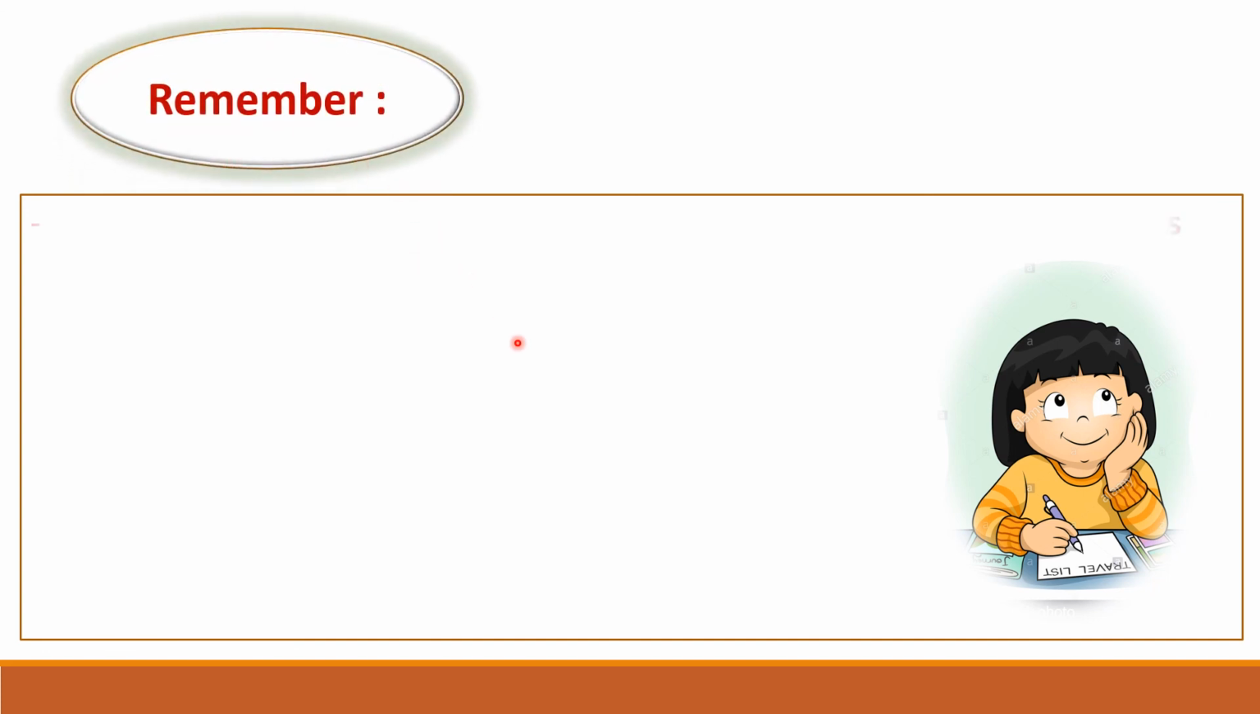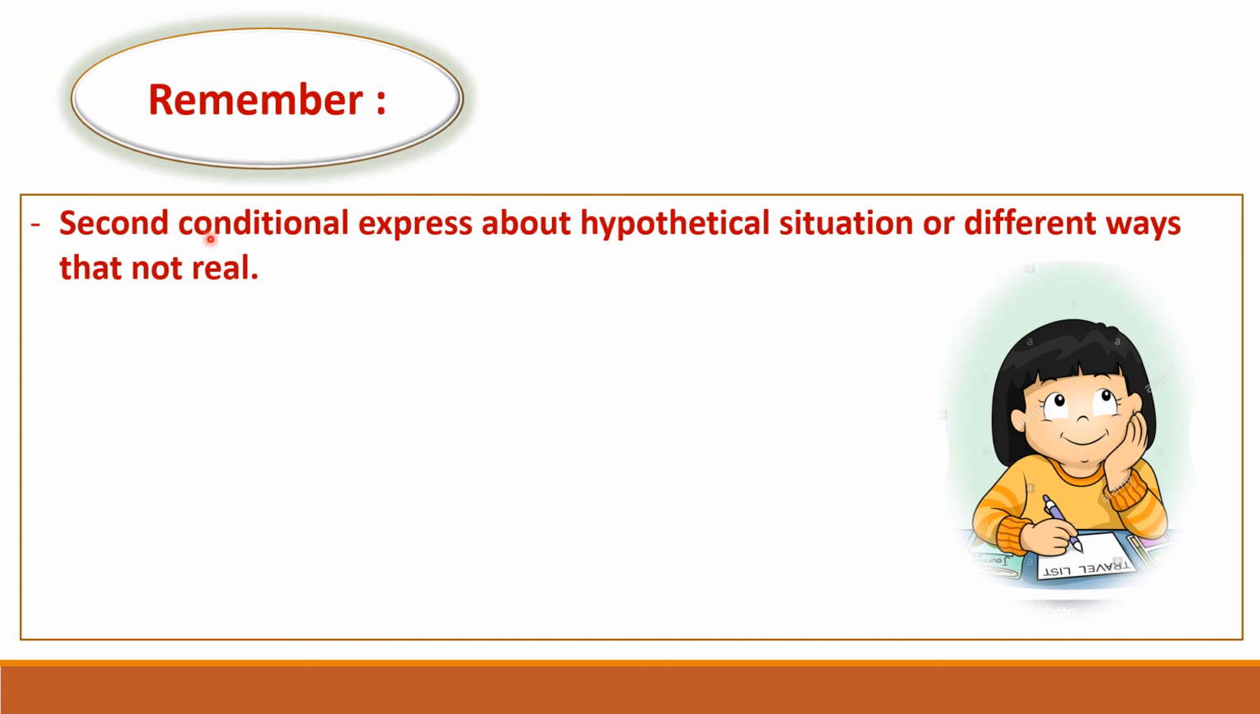Now we finished all things about second conditional. I will make a very fast review for the second conditional. You must focus on it and keep it in your mind. So remember some things. That is second conditional الحالة الثانية من if الشرطية express about تعبر عن hypothetical situation حالة افتراضية or different ways أو طرق مختلفة that not real التي تكون ليست حقيقية. Second conditional express about hypothetical situation or different ways that not real.